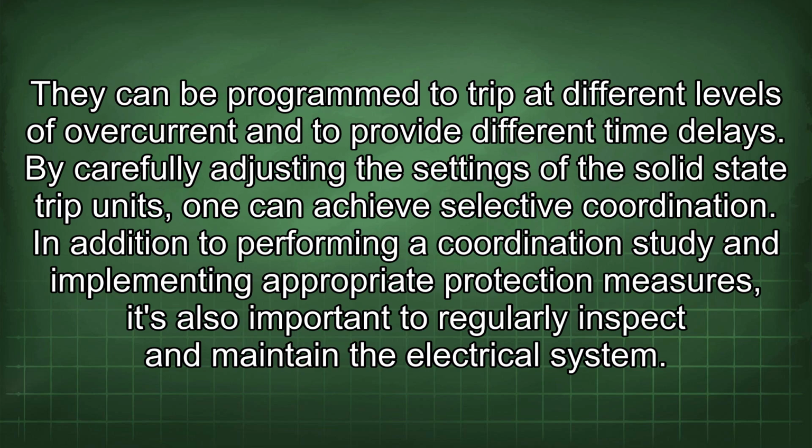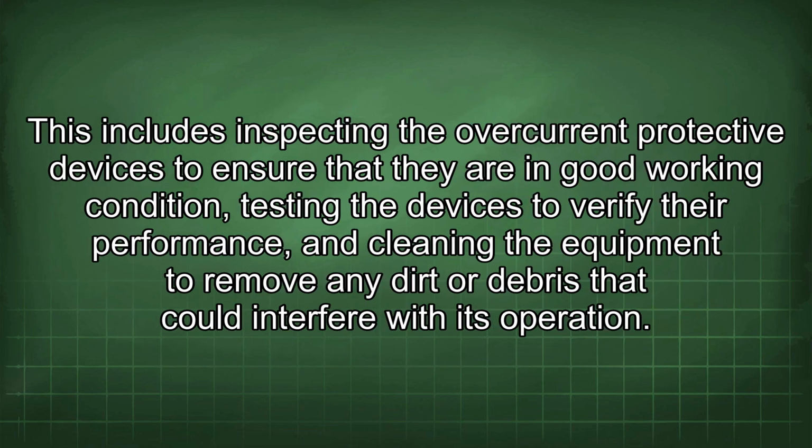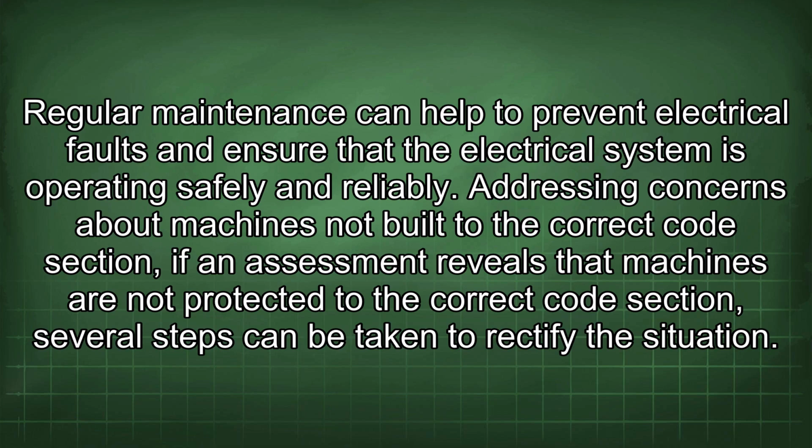In addition to performing a coordination study and implementing appropriate protection measures, it's also important to regularly inspect and maintain the electrical system. This includes inspecting the overcurrent protective devices to ensure that they are in good working condition, testing the devices to verify their performance, and cleaning the equipment to remove any dirt or debris that could interfere with its operation. Regular maintenance can help to prevent electrical faults and ensure that the electrical system is operating safely and reliably.